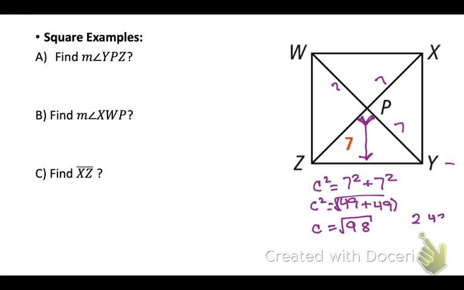49. Guys, didn't we just take 49 plus 49, which is 2 times 49? Yes, and then it would equal C. Okay, what's the square root of 49? 7. What's the square root of 2? It doesn't have a perfect square. So C equals 7 square root of 2.